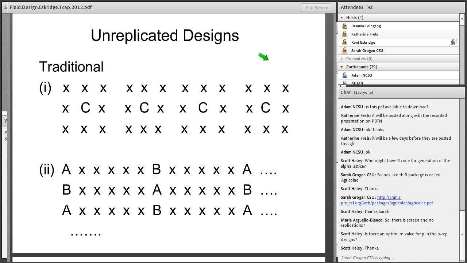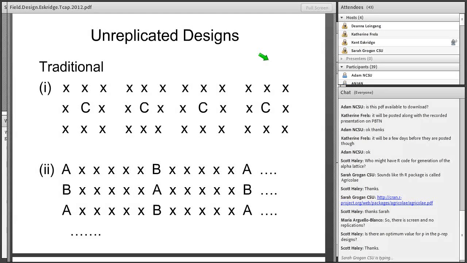So now the last kind of designs I talk about are unreplicated designs. And people have been doing these kinds of things for probably well over 100 years, maybe a lot longer than that. If you think about how people have been selecting plants for thousands of years, well, they probably weren't using much of a design.